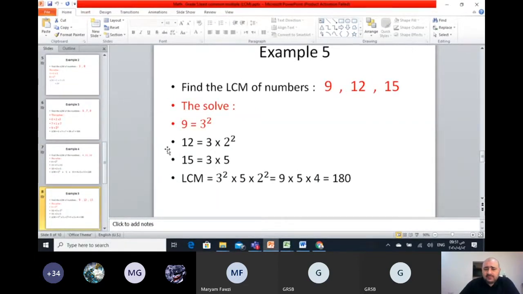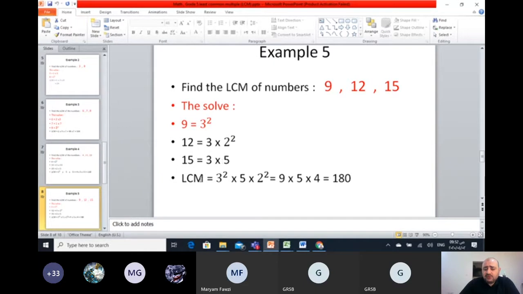Example 5. Find the LCM of the numbers 9, 12 and 15. The first step, take 9 and find the prime factors. As you know, 9 equals 3 times 3, I can write it 3 exponent 2. Then take 12. 12 equals 3 times 2 exponent 2, because 12 equals 3 times 4 and 4 equals 2 times 2. And 15 equals 3 times 5.